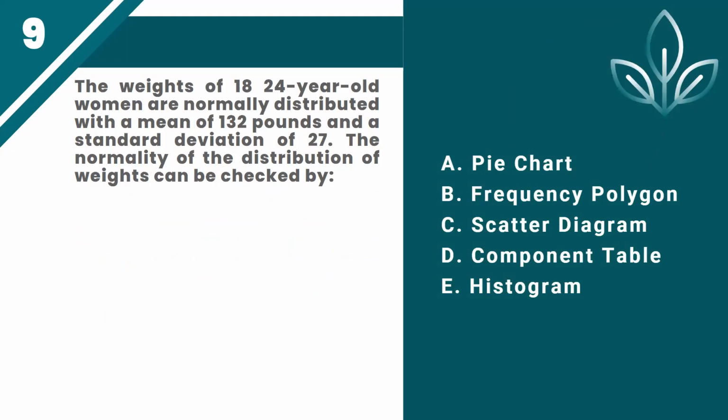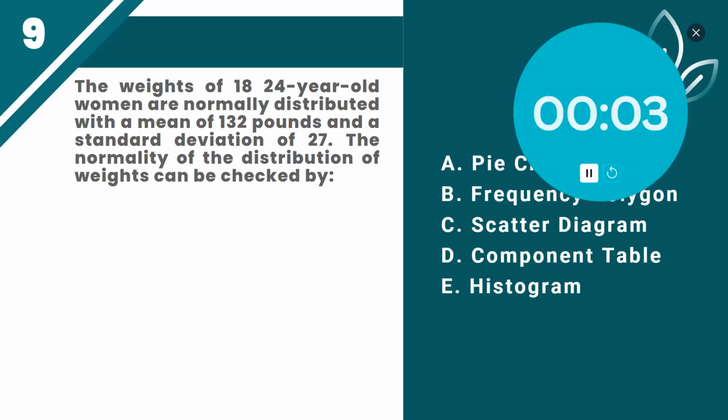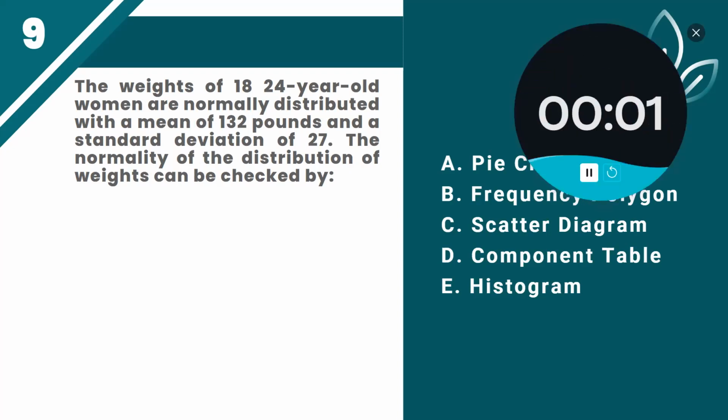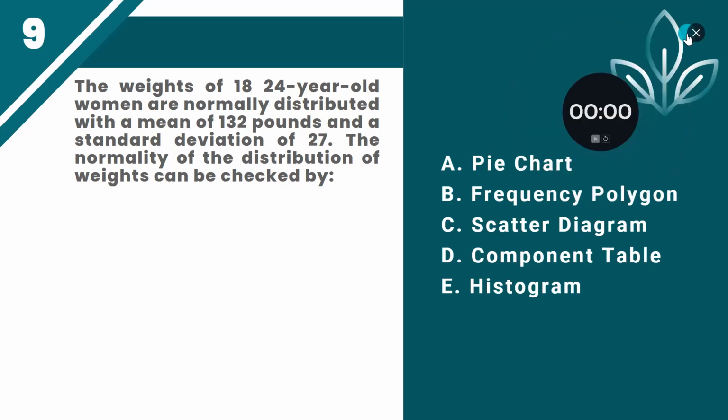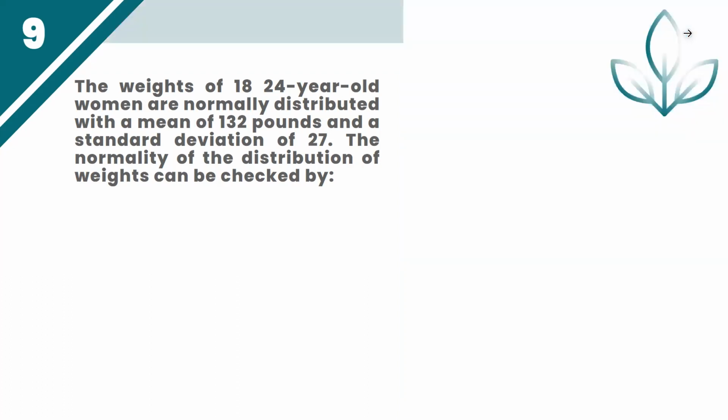The weights of 18-24-year-old women are normally distributed with a mean of 132 pounds and a standard deviation of 27. The normality of the distribution of weights can be checked by: A, pie chart; B, frequency polygon; C, scatter diagram; D, component table; and E, histogram. The answer is E. The normality of the data can be checked with a histogram.